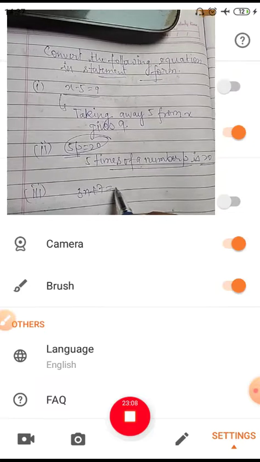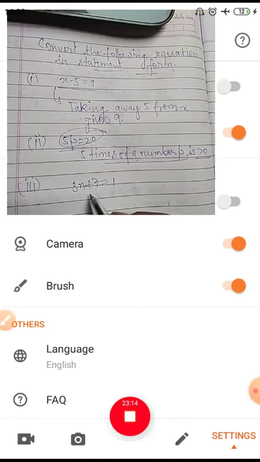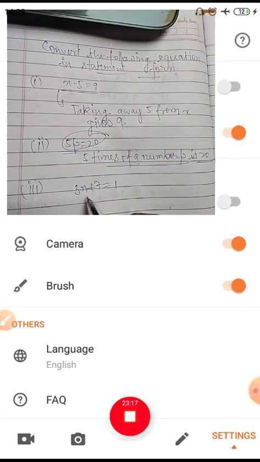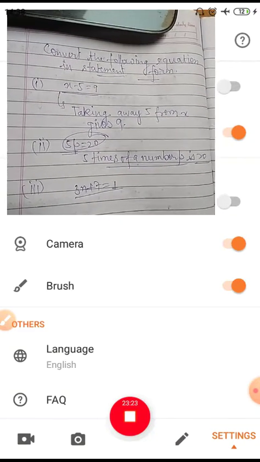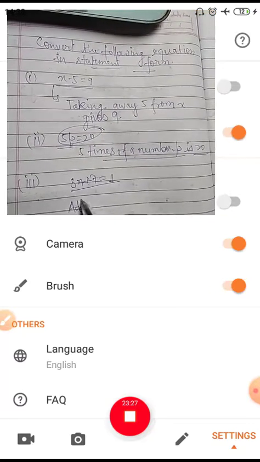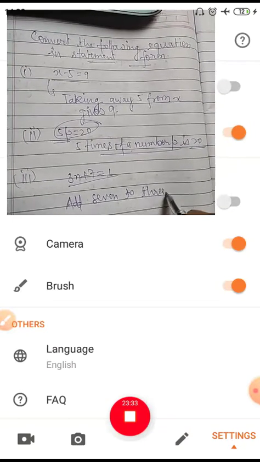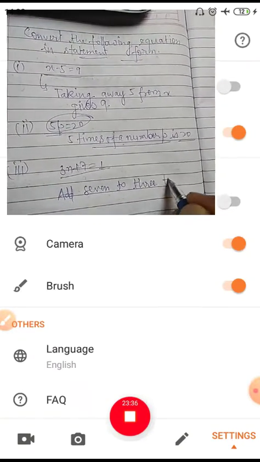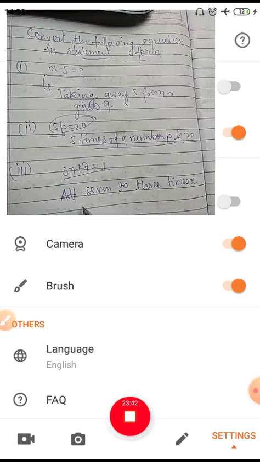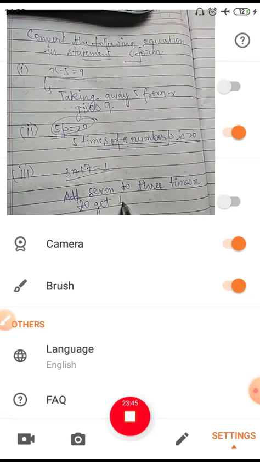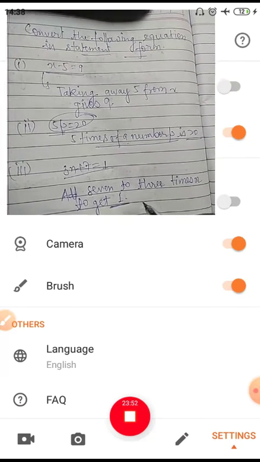Third, 3n plus 7 is equal to 1. So we can write it in statement form: add 7 to 3 times n to get 1.